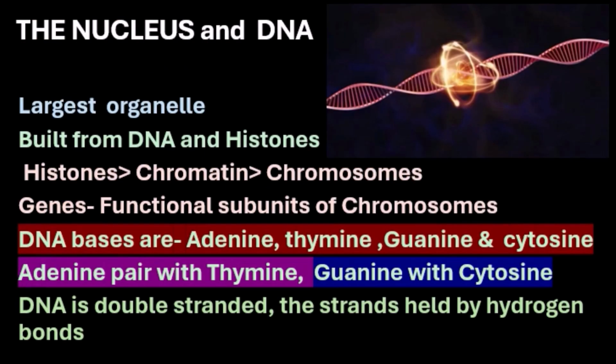Next, the nucleus and the DNA. Nucleus is the largest organelle. It is built from DNA and histones. Histones form chromatin, which in turn forms the chromosomes. Genes are the functional subunits of chromosomes. DNA bases are adenine, thymine, guanine and cytosine. Adenine pairs with thymine and guanine with cytosine. DNA is double-stranded. The strands are held by hydrogen bonds. Each and every point is very important, so please pay attention.